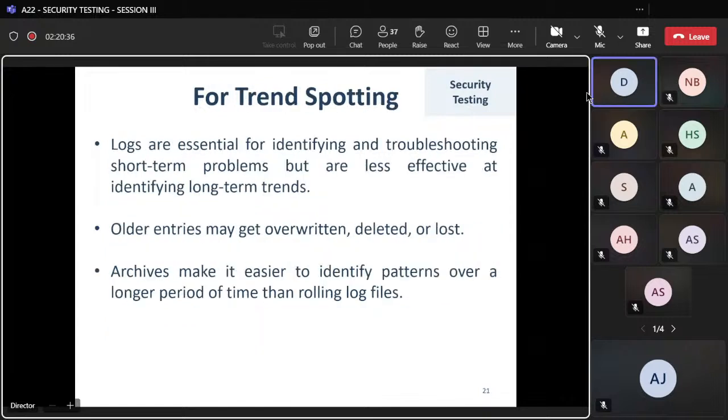Trend spotting. If you aggregate the logs for a certain period, you'll be able to identify a kind of trend in the short term or the long term. That will help identify any kind of anomalies, any specific attacks, or any particular categorization of events that is happening. Old entries may get overwritten, deleted, or lost.